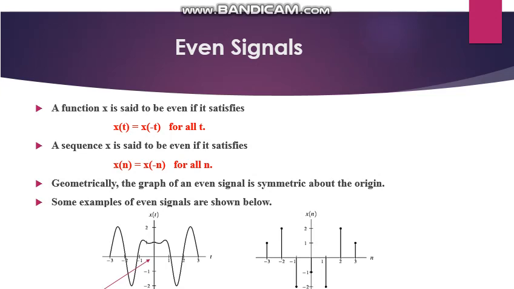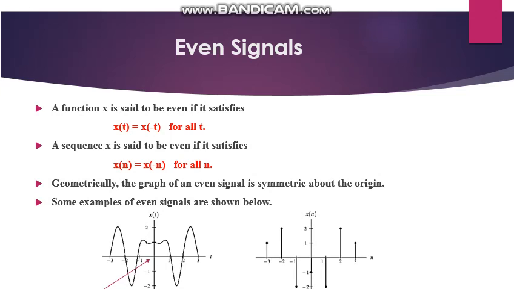And if it is considered as a sequence, you can see here x[n] equals x[minus n] for all n, so it is even if this is satisfied. So an even signal is one whose property is quite similar to that of an even function.